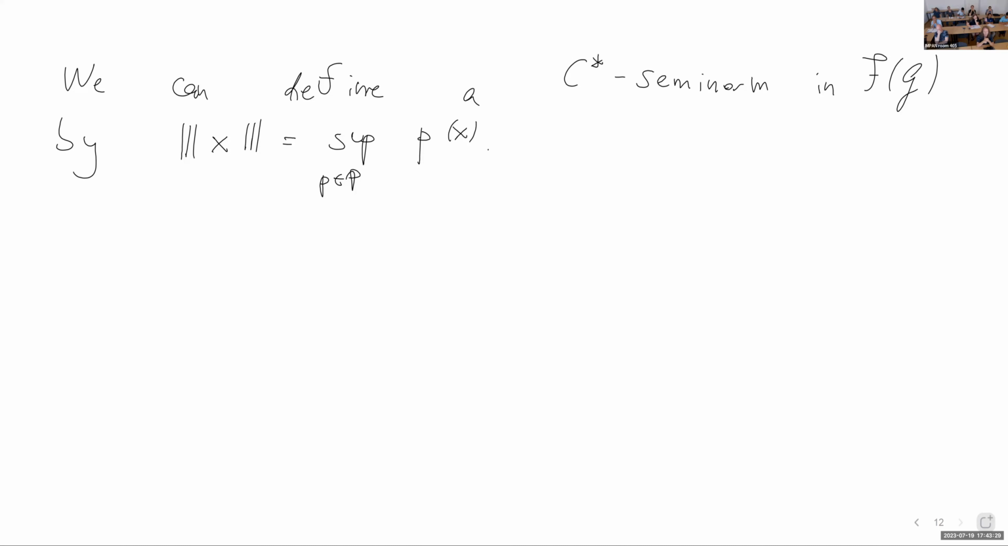And I know it's kind of a standard construction once you have a star algebra with a C-star seminorm. How do we find the C-star algebra out of that? So the first thing is that we take the quotient. So let I be the ideal of elements such that the seminorm is 0.